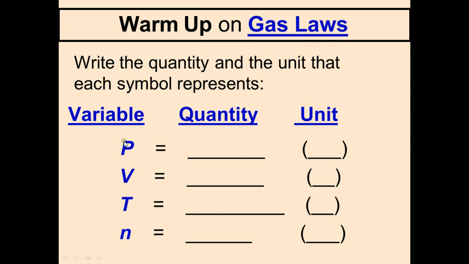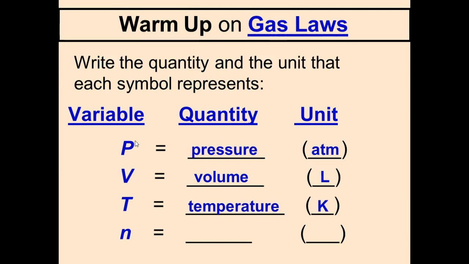So we have variables: P is for pressure, which makes sense because they both start with P, and pressure is measured in ATMs usually. Volume is measured in liters. T is for temperature, which is measured in Kelvin. So this is very important: temperature always needs to be in Kelvin. And N stands for number of moles, so that's the only tricky variable out of these four. And number of moles is just measured in moles.